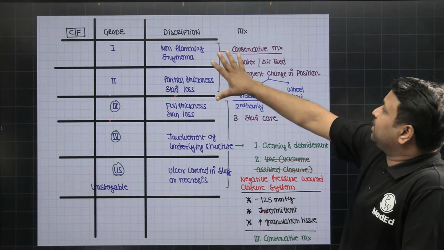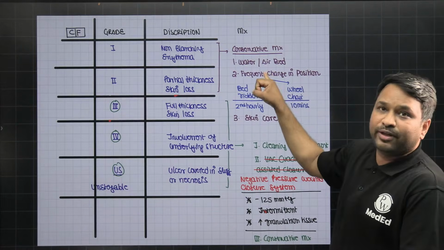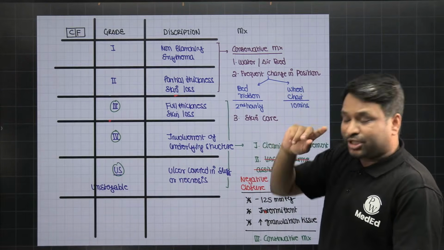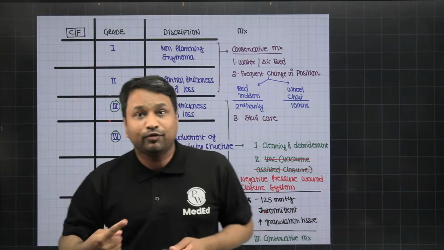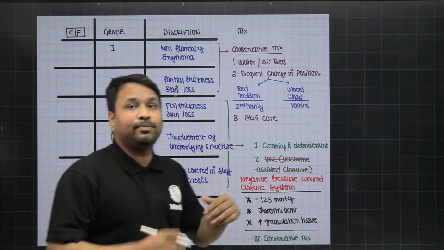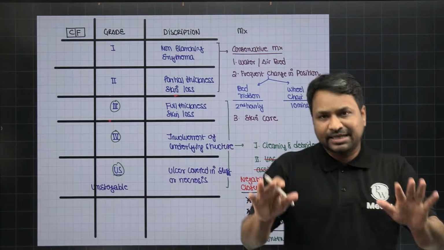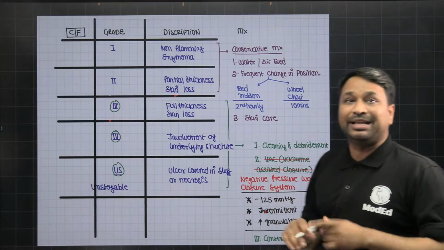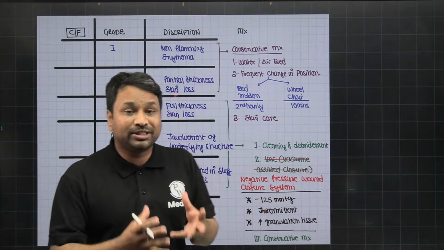Now, when you have grade 1 and grade 2, you go with conservative management, where you have a water or an air bed and frequent change in position. When you say frequent change of position, if a patient is bedridden, every second hour you have to change the position. If a patient is wheelchair bound, change the position every 10 minutes. Skin care is important. If there is grade 3, grade 4, or unstageable, the first thing is going to be cleaning and debridement, and then you have to put the dressing.